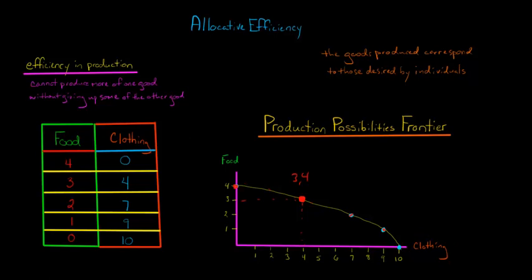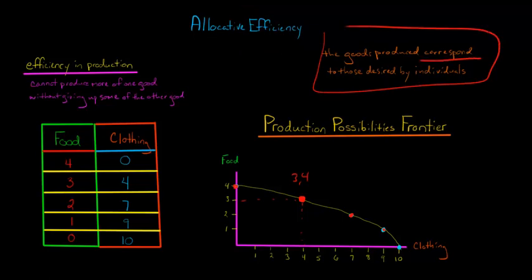But which of these points is going to be the best for society? That gets into the idea of allocative efficiency. Allocative efficiency says that the goods produced correspond to those that are actually desired by individuals. Think about a crazy example: a society with a factory that only produces left shoes. We might say we're efficient in production, but do people want a society where we only have left shoes? No, we want a pair of shoes, left and right. So the goods produced have to correspond to those desired by individuals.